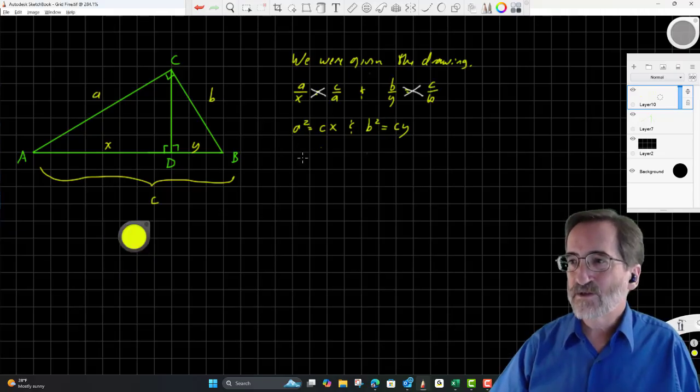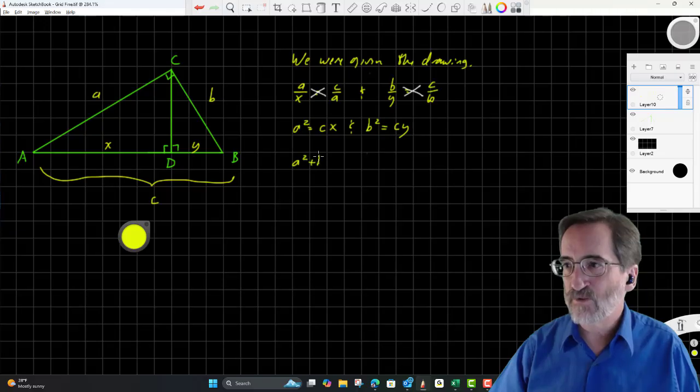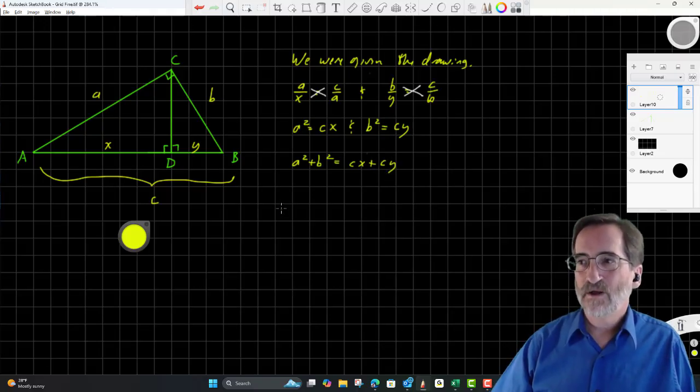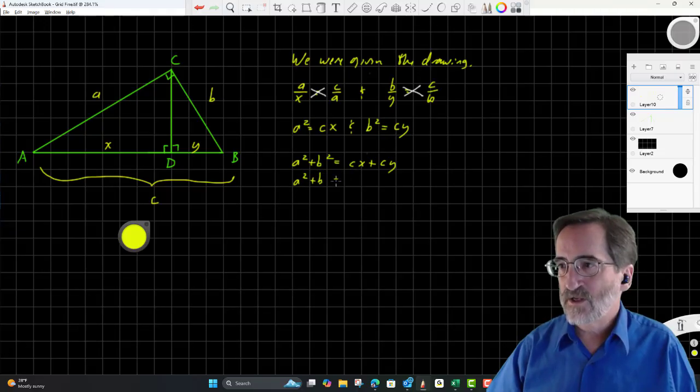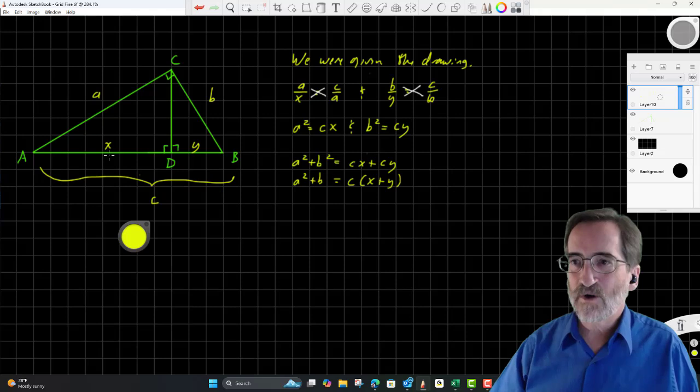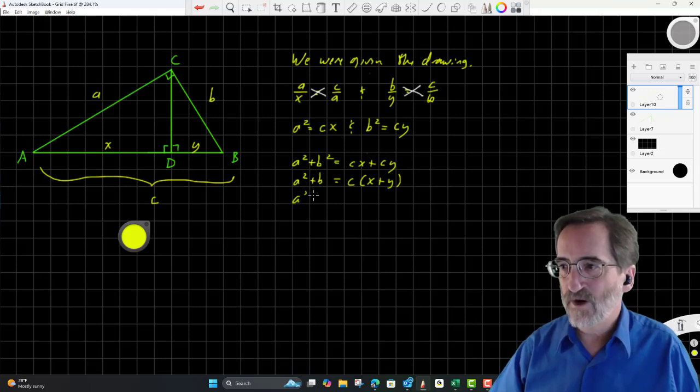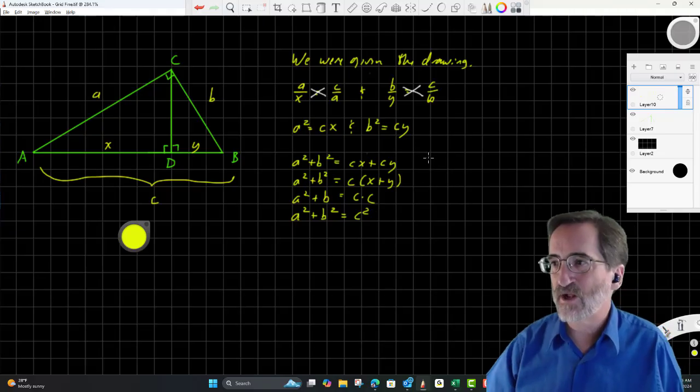Okay, now I'm going to add these two equations together. A squared plus B squared now equals CX plus CY. Note I can factor out C, X plus Y, and then X plus Y happens to be C by segment addition. A squared plus B squared equals C times C, and then C times C is C squared. A squared plus B squared equals C squared. We have just proven the Pythagorean theorem.